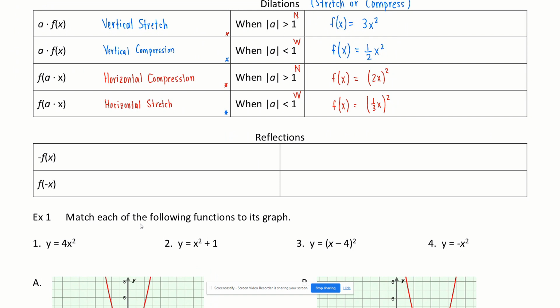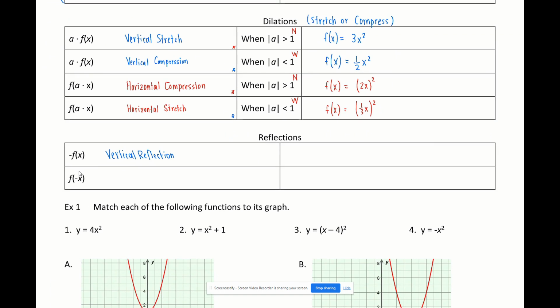So I want to remind you guys, there are still 2 locations, inside and outside. When that negative is being multiplied on the outside, then you're going to have what I like to call a vertical reflection. Now we're going to go a little bit different direction as far as how we're going to explain that, because what does a vertical reflection mean?